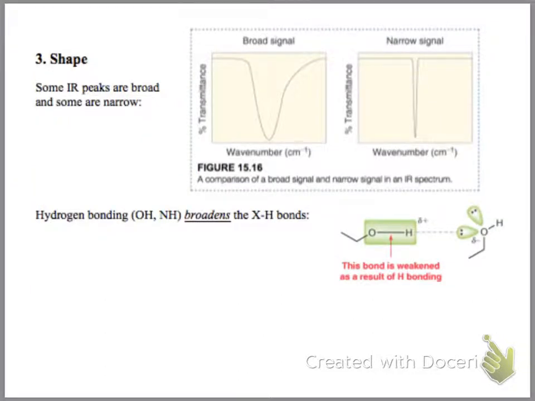Okay, the third thing is the shape, and is a peak broad? Does it look poofy kind of? Or is it sharp and narrow? And usually it has to do with hydrogen bonding. So bonds that can make hydrogen bonds, it makes them a little bit variable is one way to think about it, which broadens the peak. And if they can't hydrogen bond, it tends to be more narrow. So OH peaks are the ones that really typically look like this.